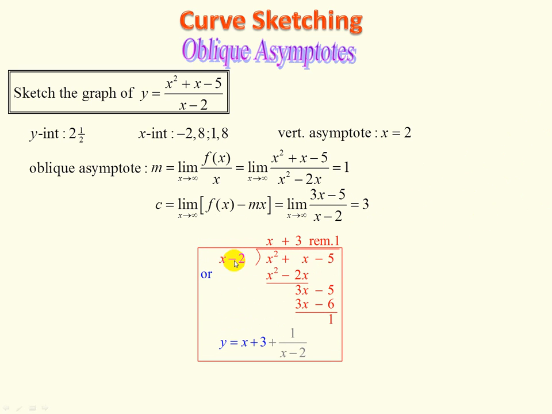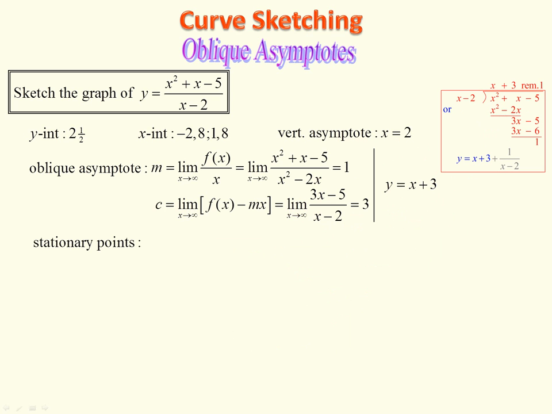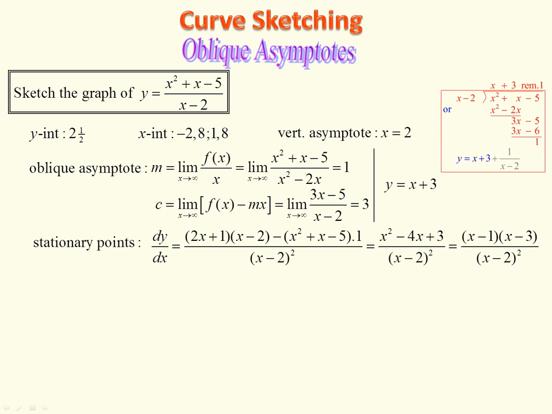Alternative method, long division, and we end up with x plus 3. There we have 1x plus 3. So therefore we know that our oblique asymptote is y equals x plus 3. Stationary points. Derivative using the quotient rule simplifies. Our top line will factorize. When you put dy by dx equal to 0, you get 1 or 3. Sub to get your y value. Substitute into the original. Now we need to know the nature of those.